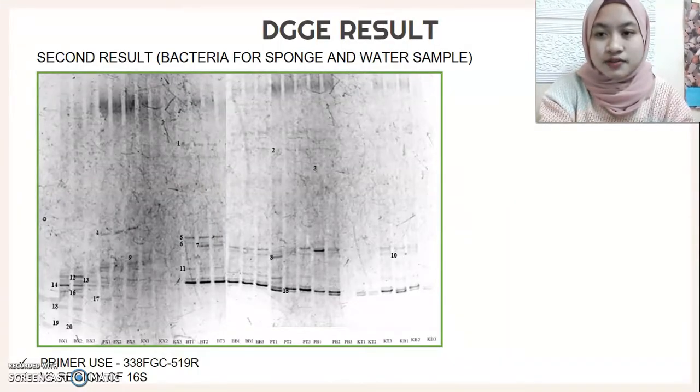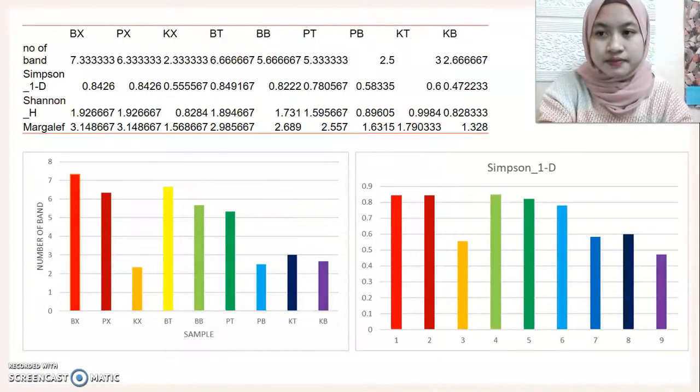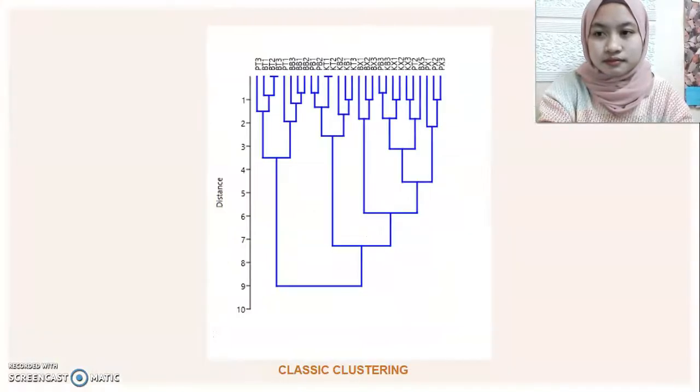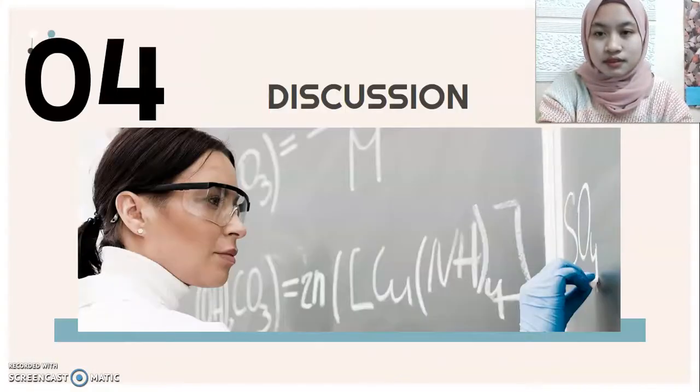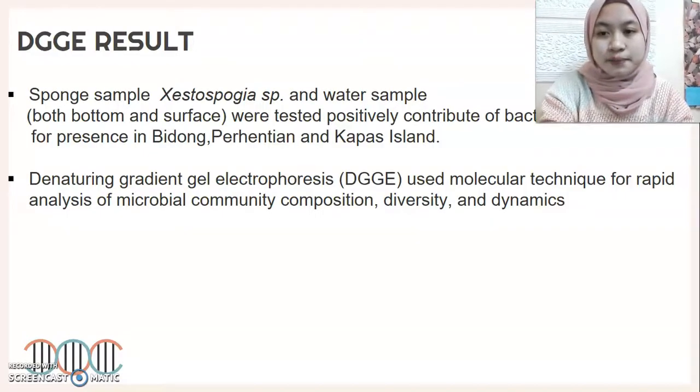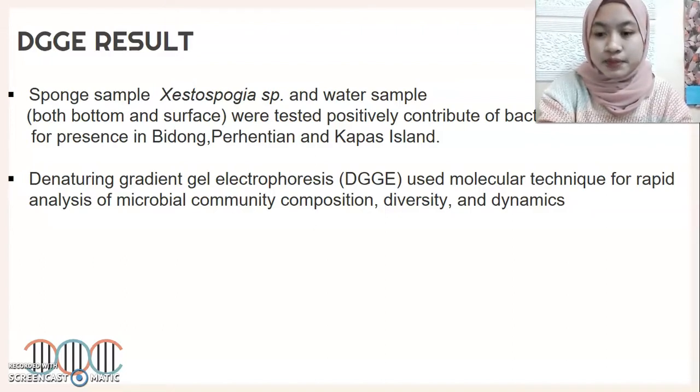And this is my second result on bacteria for sponge and water samples, using the 338FGC and 519R primers in the V3 region of 16S. For discussion, the sponge samples, Xestospongia species, and water samples, both bottom and surface, tested positive for the presence of bacteria in Bidong, Perhentian, and Kapas Island.